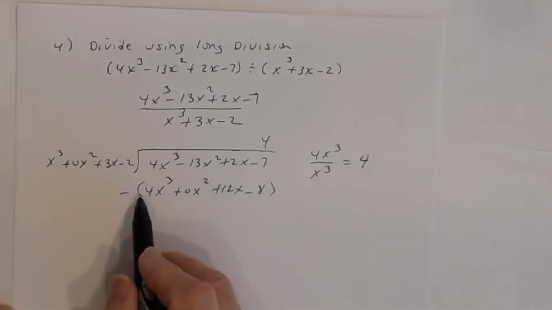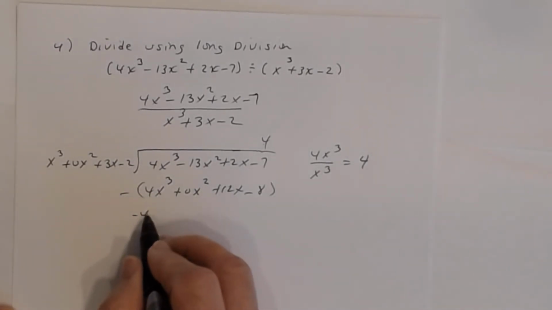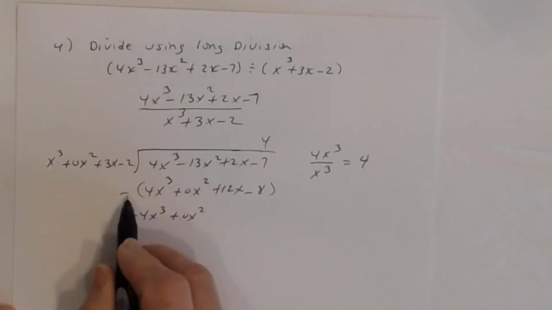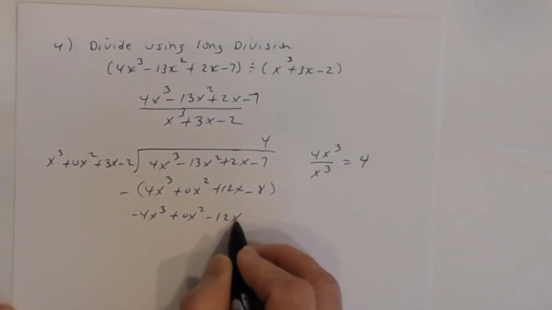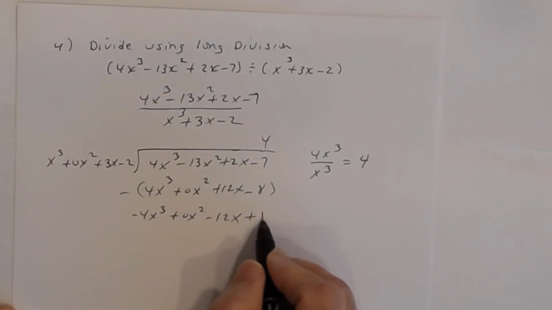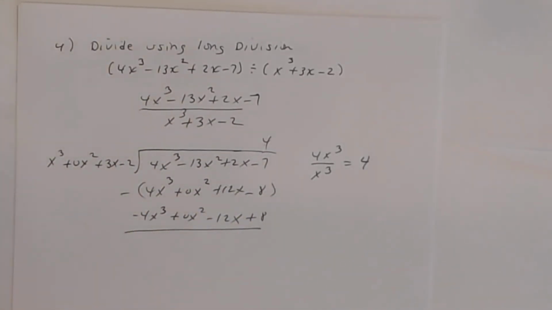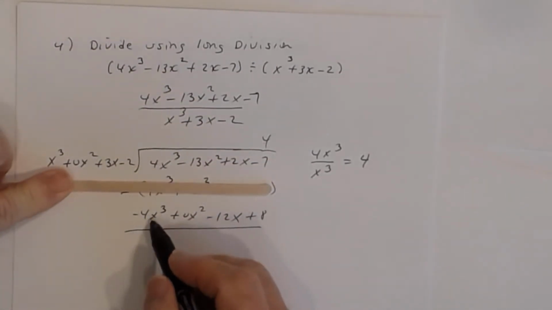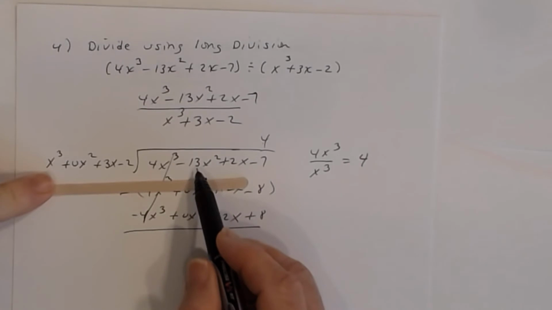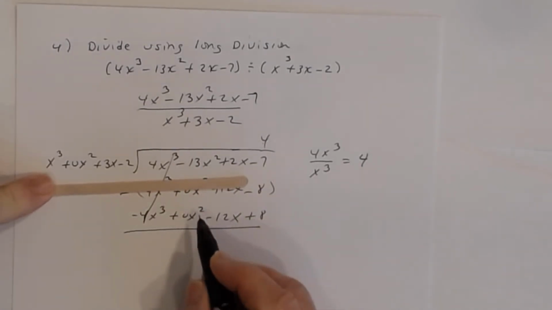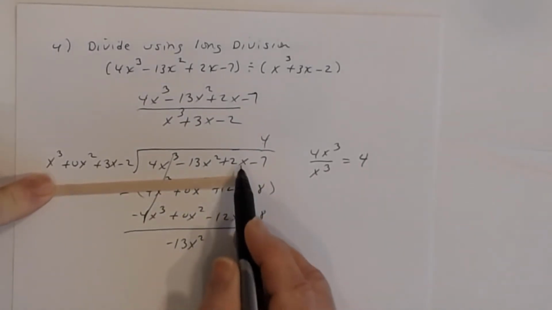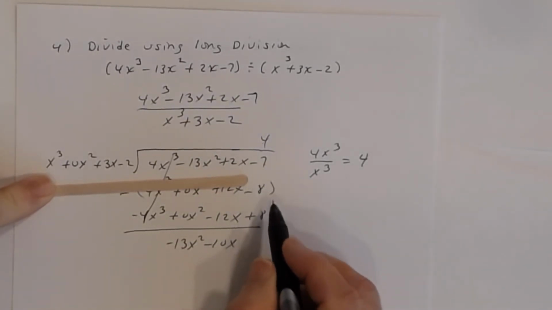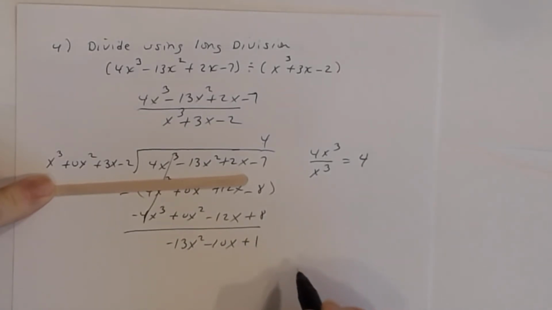The opposite of 4x cubed is a negative 4x cubed. The opposite of 0x squared is still 0x squared. The opposite of 12x is a negative 12x, and the opposite of a negative 8 is a positive 8. And then we add them. See, this is 0 right here: 4x cubed and negative 4x cubed is 0. A negative 13x squared and a 0x squared is a negative 13x squared. 2x and a negative 12x is a negative 10x. Negative 7 and a positive 8 is a positive 1.